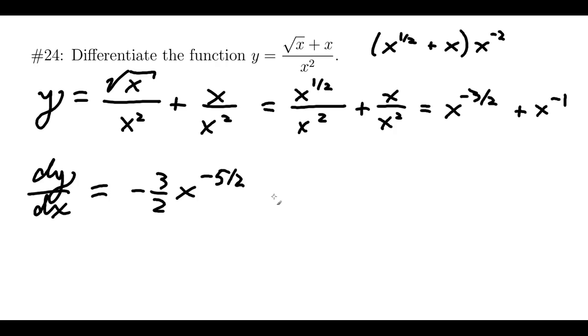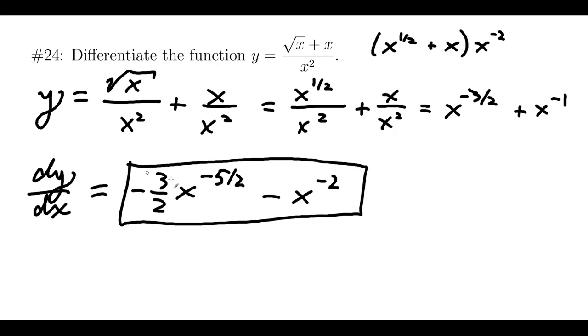We would have plus, but we're about to add the derivative of this, where this power comes out front as a multiple. So that is a negative 1 times x raised to the power of, always subtract 1 from the exponent. Negative 1 minus 1 is negative 2. And here we have one expression of the derivative in question. Negative 3/2 x to the negative 5/2 minus x to the negative second.